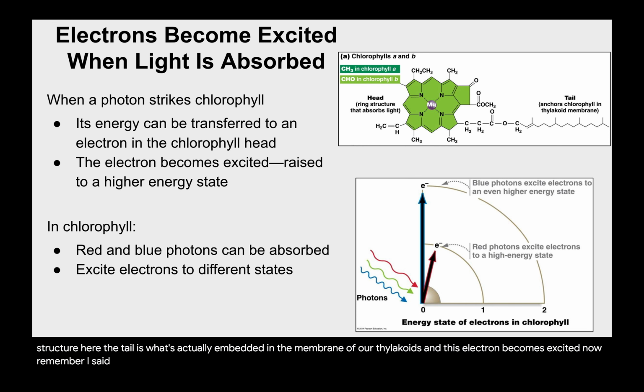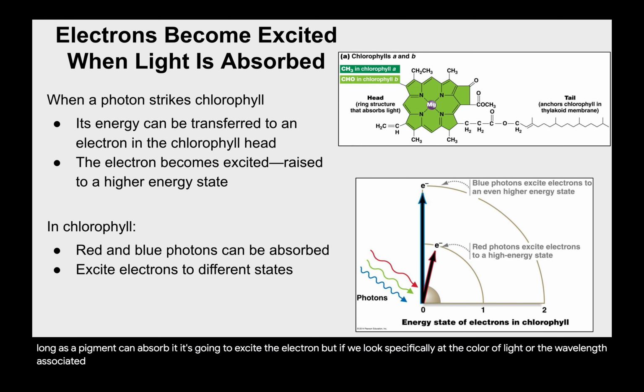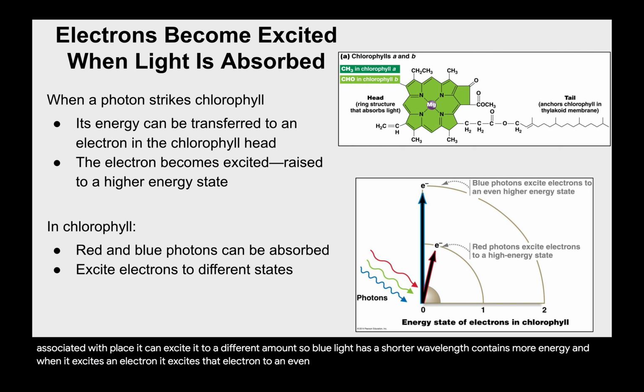Now remember I said light, depending on its wavelength, can carry different amounts of energy, right? So no matter the light, as long as the pigment can absorb it, it's going to excite the electron. But if we look specifically at the color of light, or the wavelength associated with light, it can excite it to a different amount. So blue light has a shorter wavelength, contains more energy, and when it excites an electron, it excites that electron to an even higher energy state.